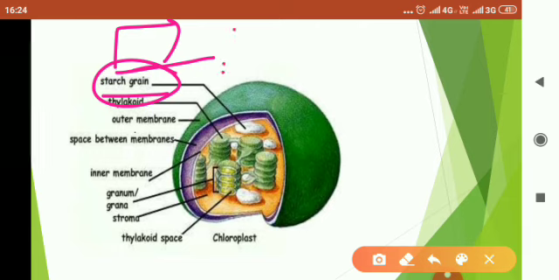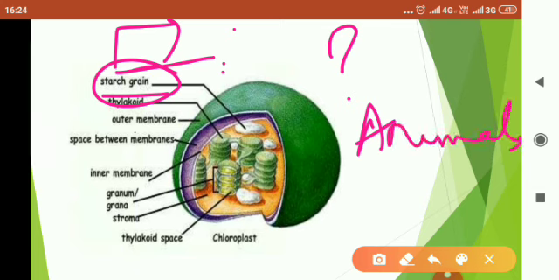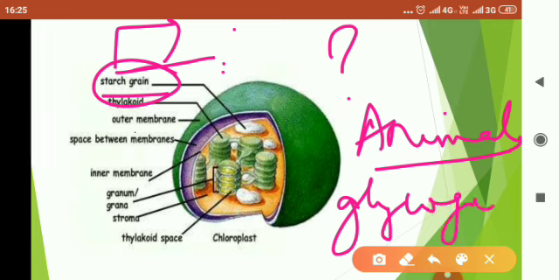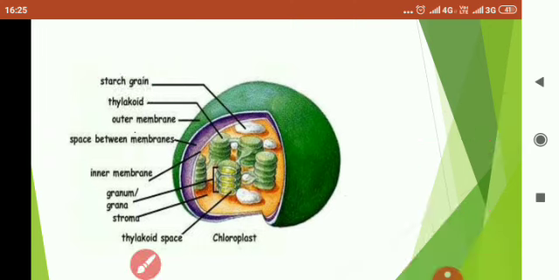Now children, one more question. What is the storage form of carbohydrate in animals? Now in animals, the storage form of carbohydrate is glycogen. Glycogen is the storage form of carbohydrate in animals, and the starch is the storage form of carbohydrate in plants. Children, this was all about the chloroplast, and in the next video I will explain you about chromoplast and leucoplast.